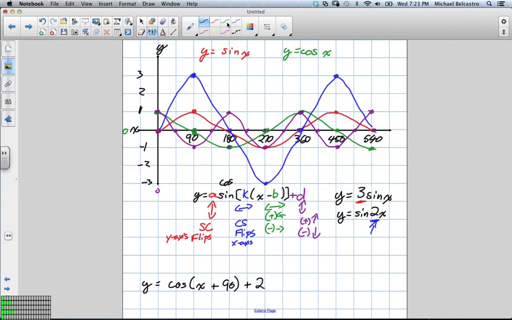What two letters are those? What is the 90? B. Okay, so we know that's going to be horizontal movements. And the 2 is?